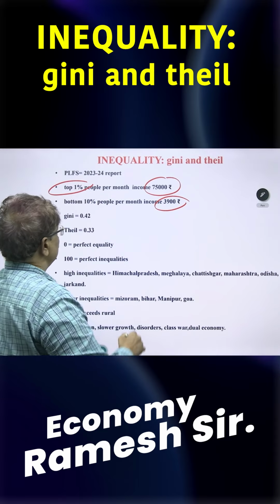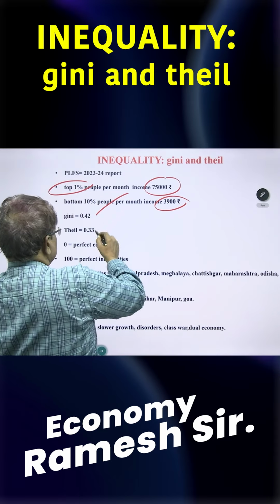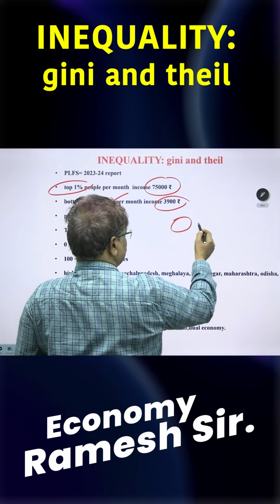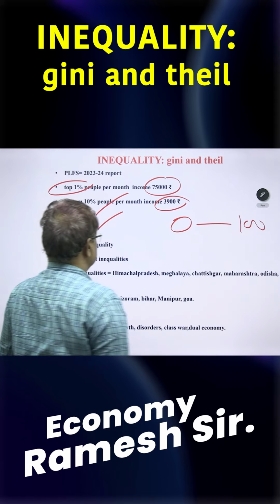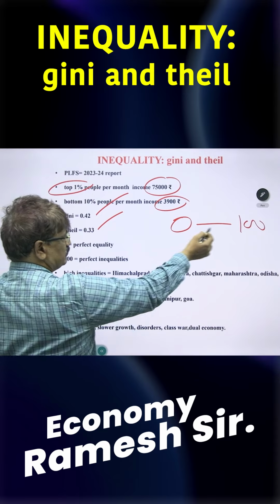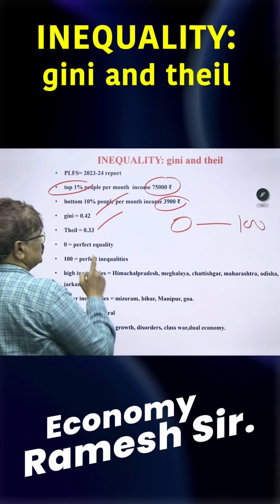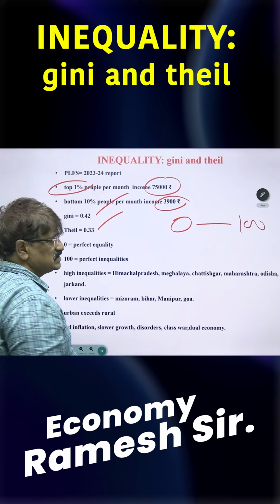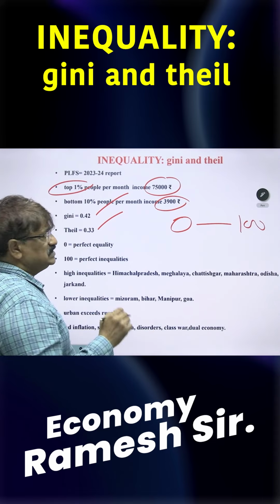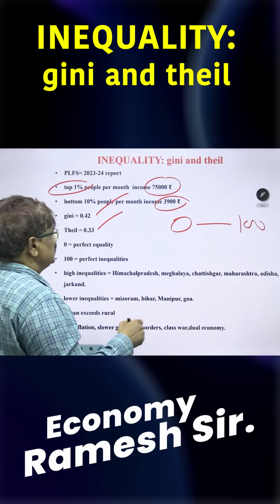So here, the Gini and Theil: according to these indexes, 0 is perfect equality and 100 is perfect inequality. That's why, with the Gini index only income is shown, but with the Theil index, besides income, other aspects are also shown. That's why Gini seems micro, and Theil means macro.